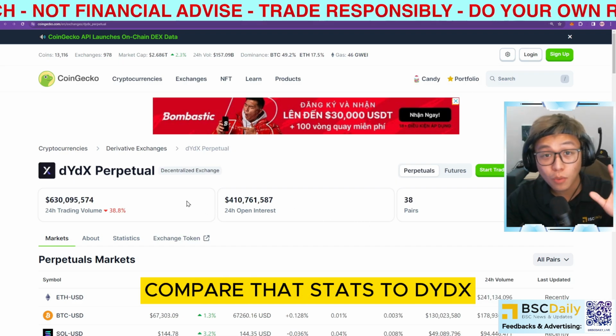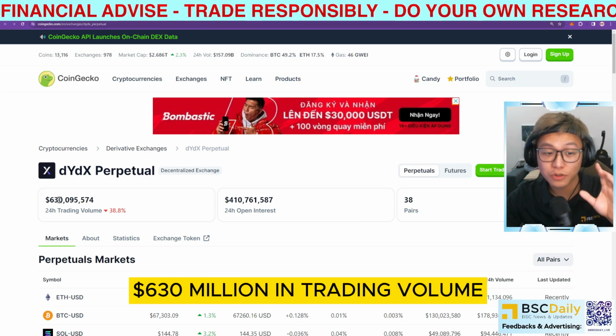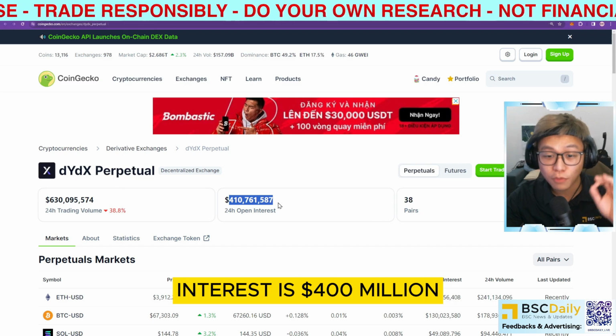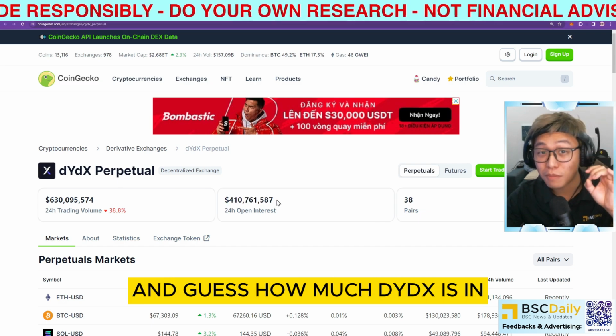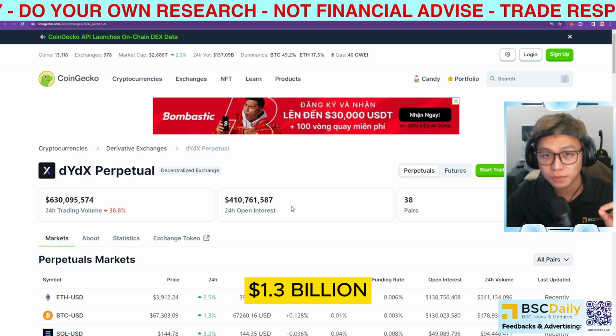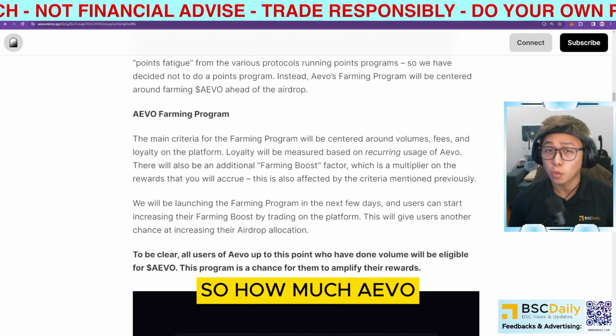Compare that to DYDX, it only has $630 million in trading volume and open interest is $400 million, and guess how much DYDX is in terms of market cap? $1.3 billion. Okay, so how much Aevo would you receive?